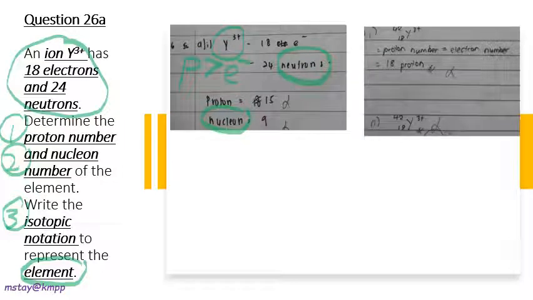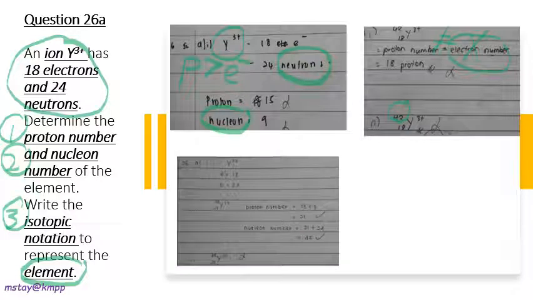Now, look at student B. Student B didn't have the idea that when it is an ion, the number of protons and the number of electrons are supposedly different. Again, electron number does not exist. We can say number of electrons. Because the proton number was identified wrongly, the neutron number will also be wrong.